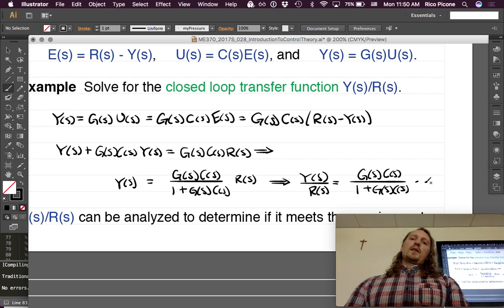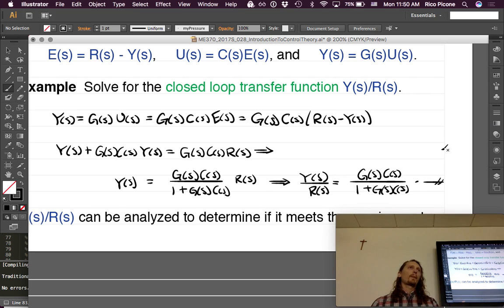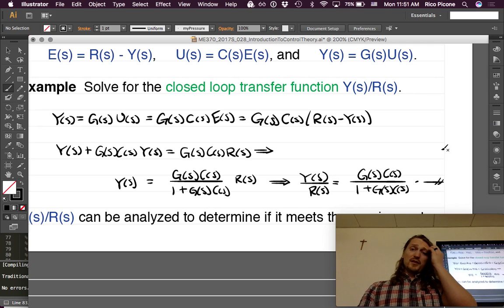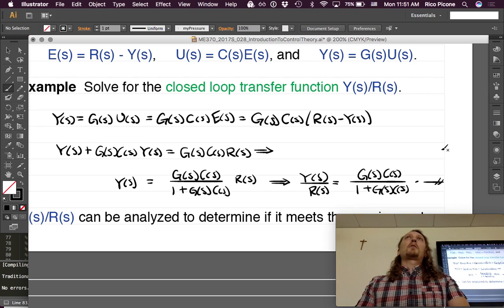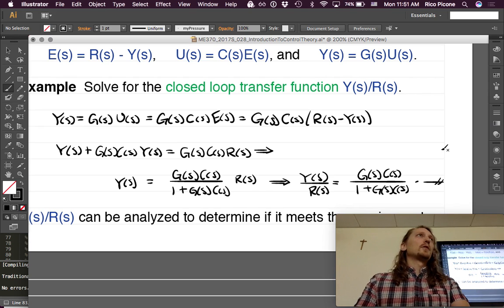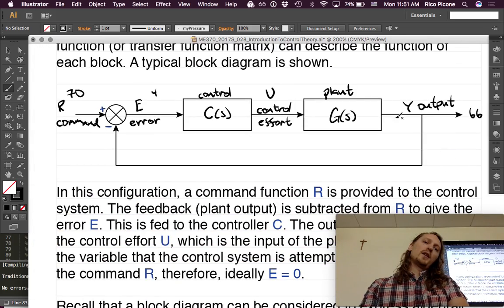All right, so there's our answer. That's the closed loop transfer function from the command input to the output. And actually, that little derivation is very fundamental to a lot of control theory because they all pretty much follow this format.